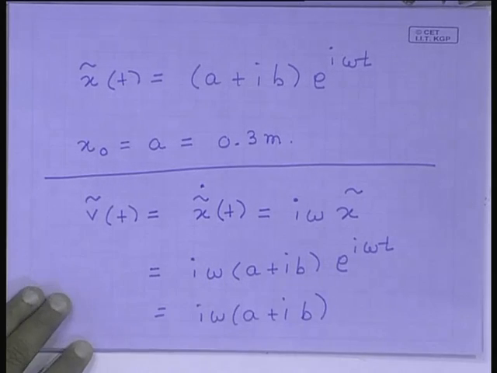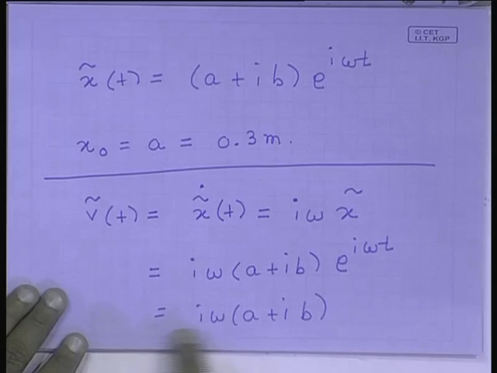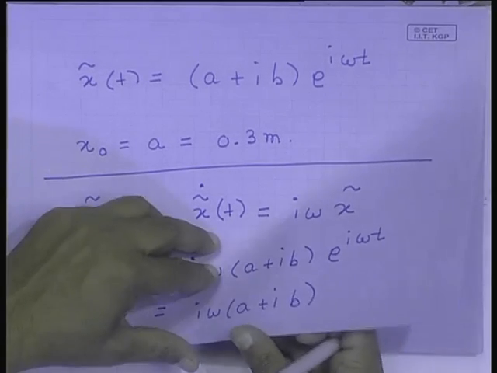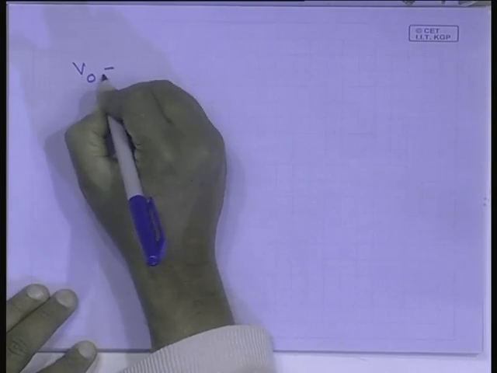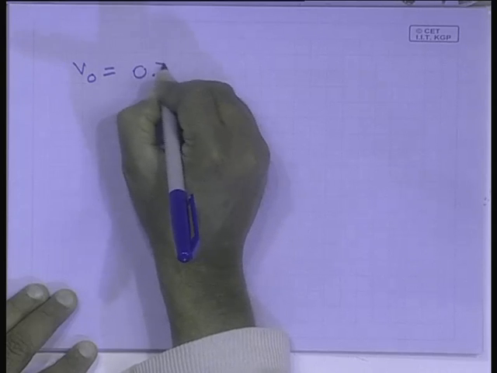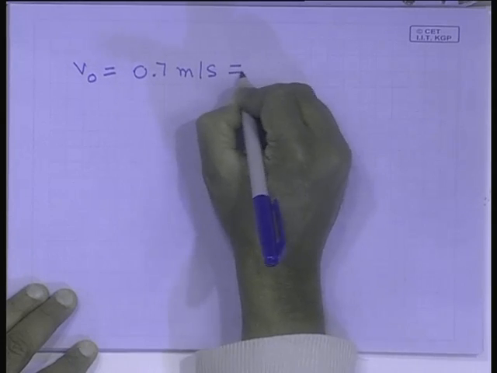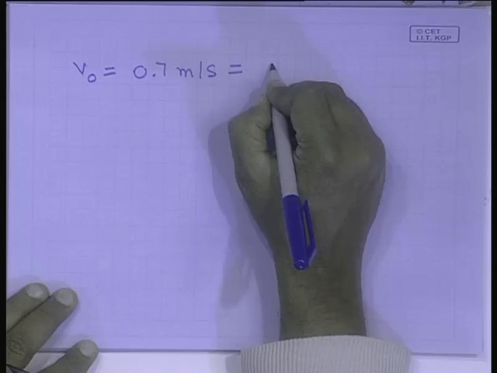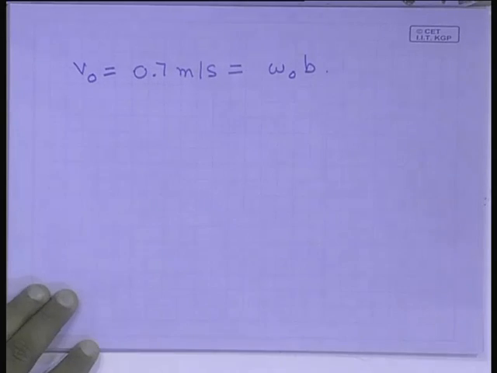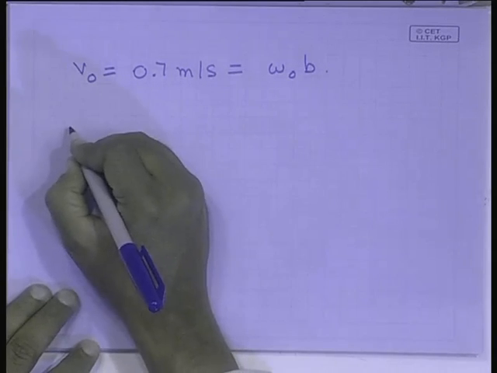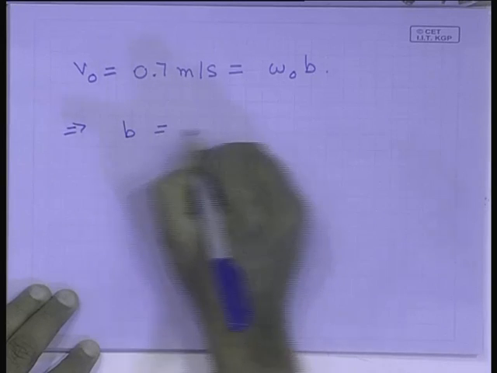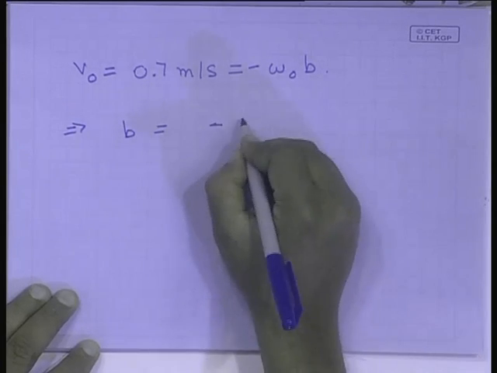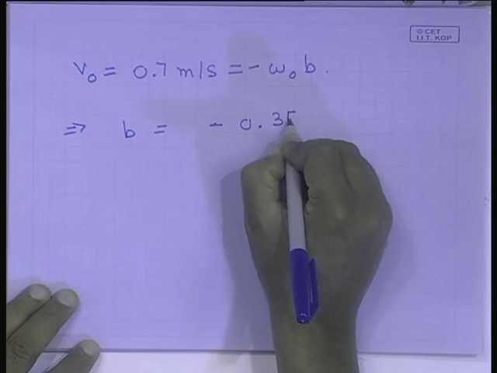and we have to take out only the real part of this. The real part is the physical quantity corresponding to the velocity. The real part is minus omega into b. So, the velocity at t equal to 0 is minus omega into b, and we are told that this has a value 0.7 meters per second. This is equal to omega naught into b, and omega naught has a value 2. So, b has a value, this has a minus sign here, minus 0.35 meters.